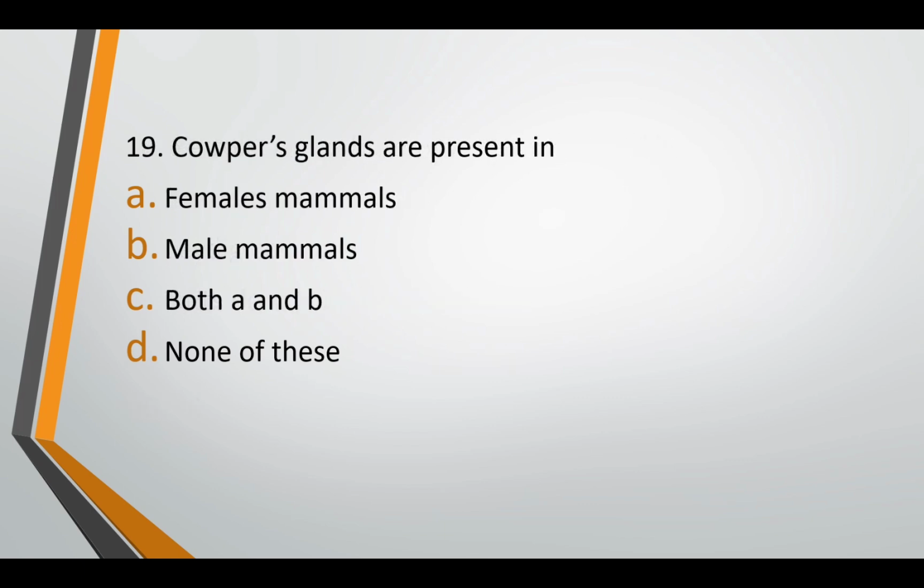Cowper's glands are present in female mammals, male mammals, both male and female, or option D, none of these. Cowper's glands are found in. Correct answer is option A, it is found in males.